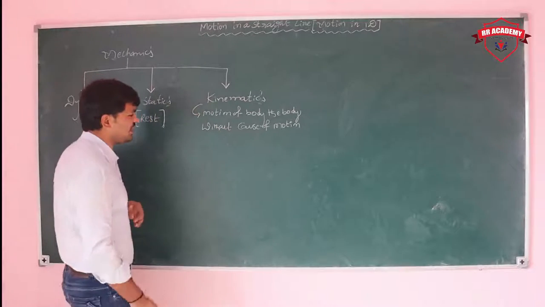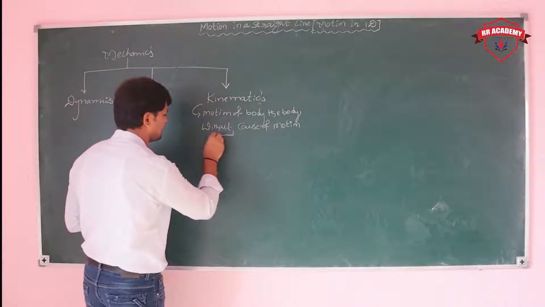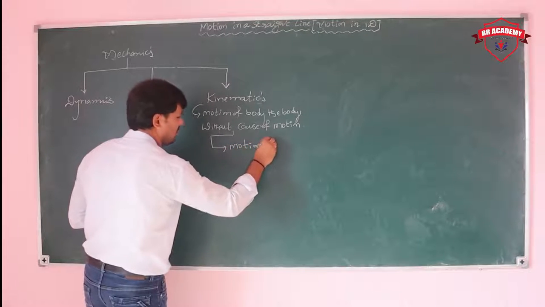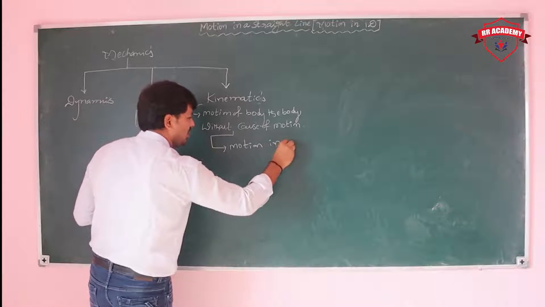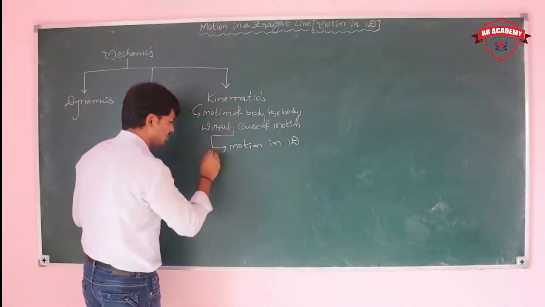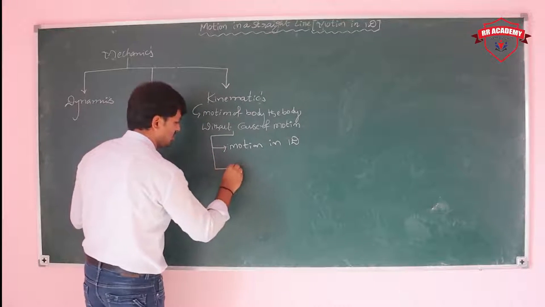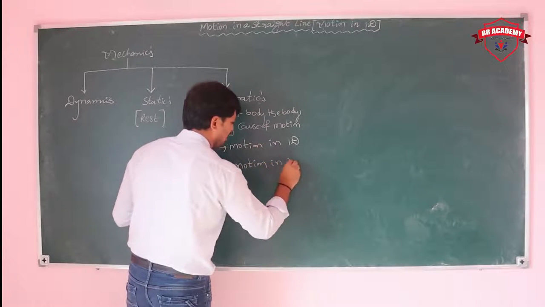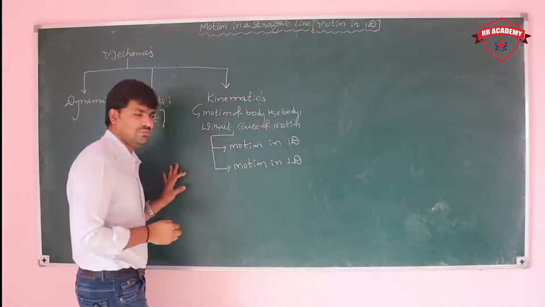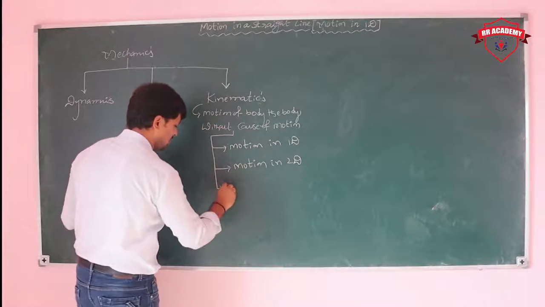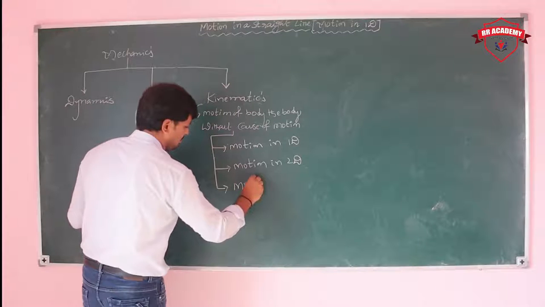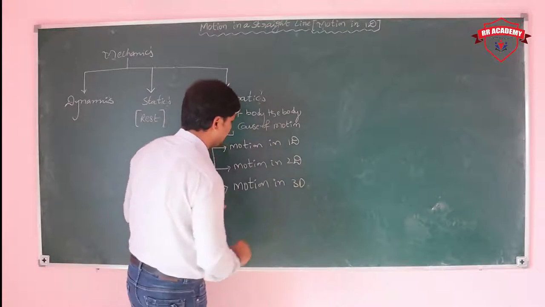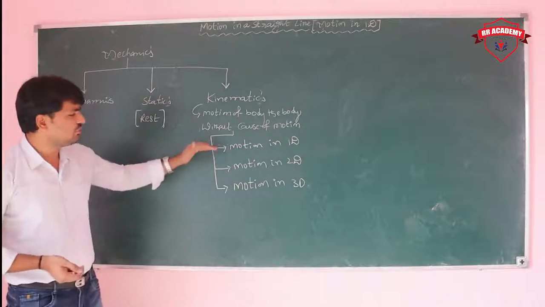Kinematics can again be divided into three parts. First, motion in 1D. 1D stands for one dimensional. Next, motion in 2D. 2D stands for two dimensional. And motion in 3D. 3D means three dimensional. We can discuss these more deeply later.